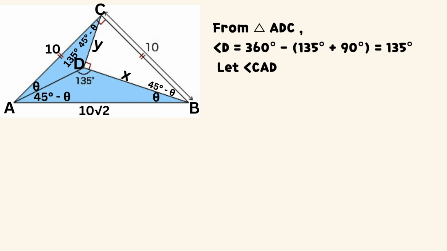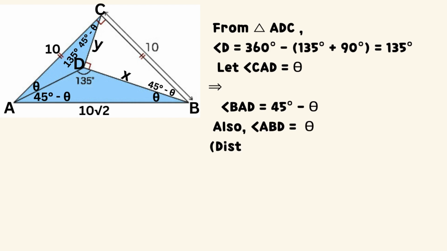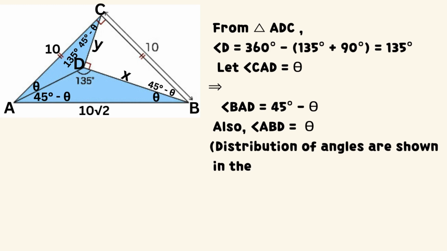From triangle ADC, angle D equals 360 degrees minus the sum of 135 degrees and 90 degrees, which equals 135 degrees. Let angle CAD equal theta. It implies that angle BAD equals 45 degrees minus theta. Also, angle ABD equals theta. The distribution of angles is shown in the figure.